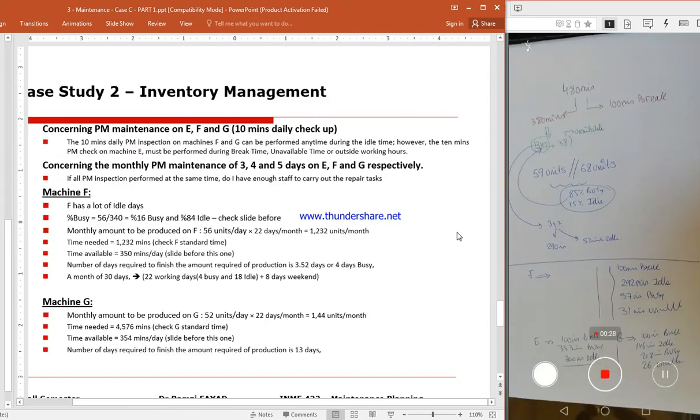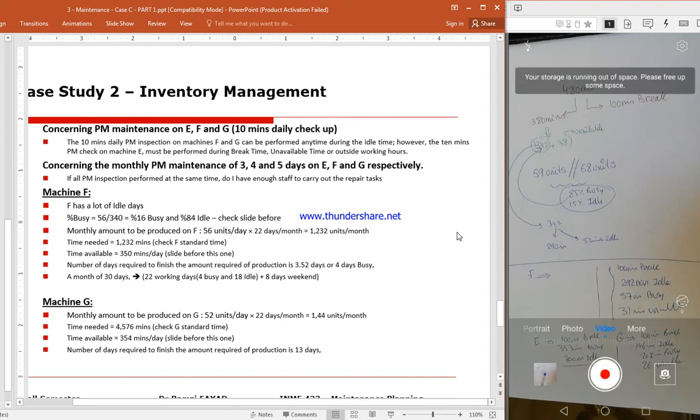انا اللي بفكر فيه بطريقة is extremely easy, extremely straightforward. Concerning machine F for example, it has lots of idle time. Okay. هذا اللي مبينين قدامي، يعني 16% busy, 84% idle.